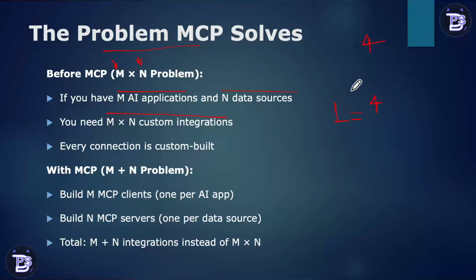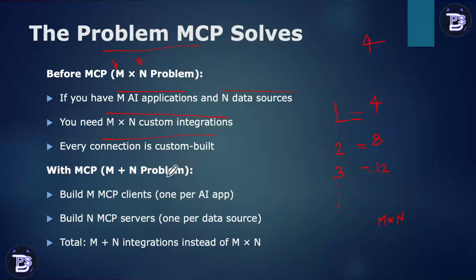Now this is going to rise exponentially. If you have 2, then you will have to develop 2 into 4, that is 8 integrations. Similarly, if you have 3 AI applications, then the integrations are going to be 12. Whatever the number you have, it creates a problem of M into N. That is the problem you had, and you had to develop the connections. Every integration had to be a custom-built connection.